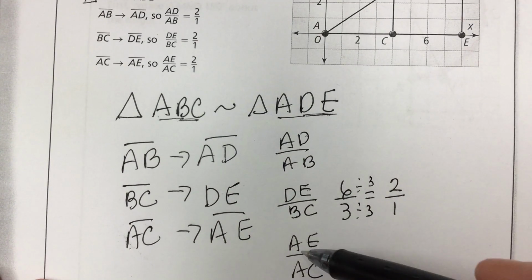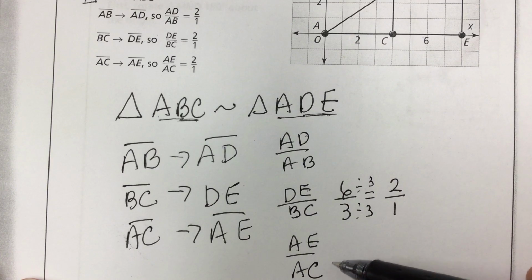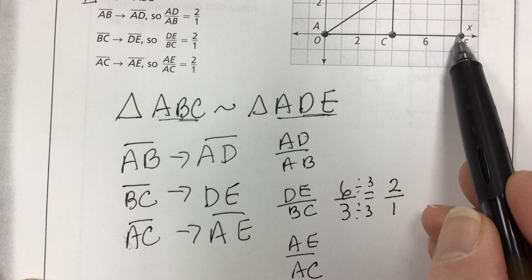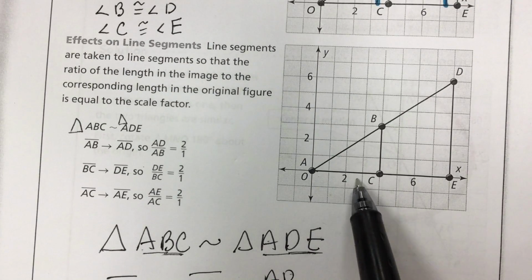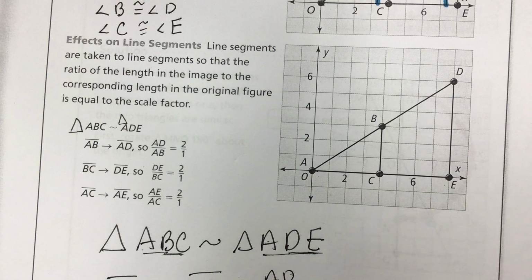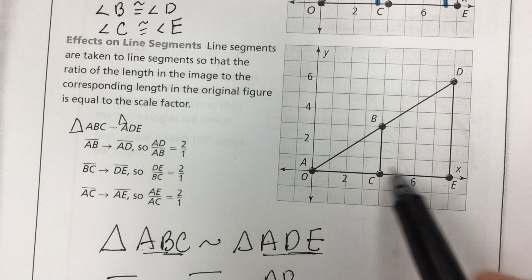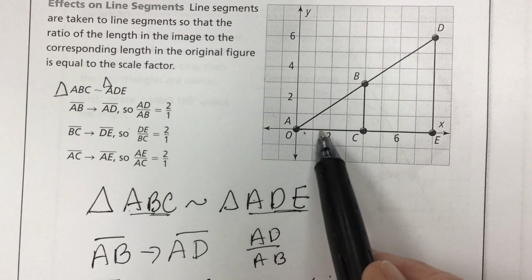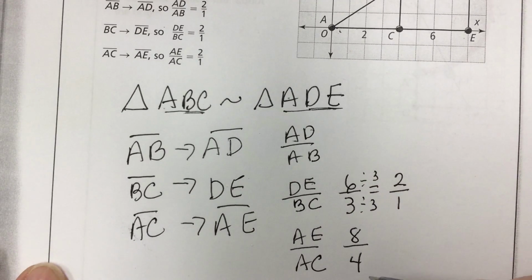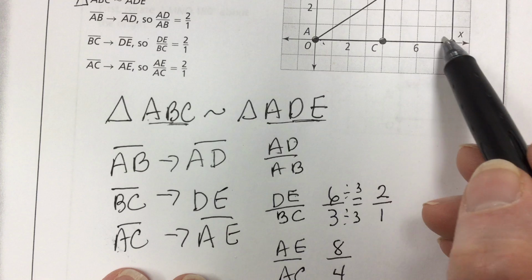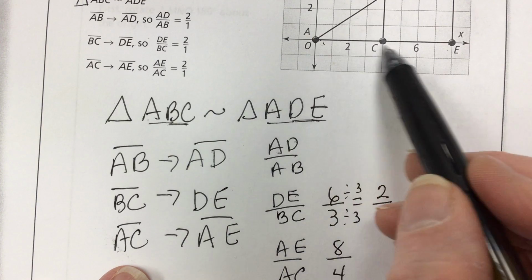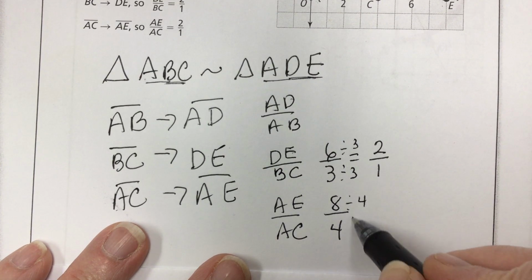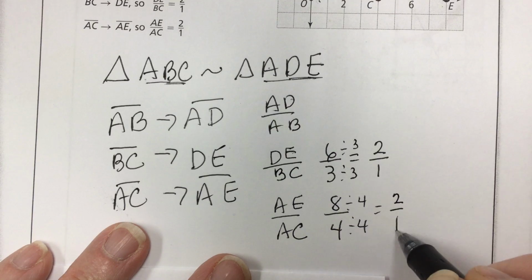Okay? Now, AE over AC. All right? AE. Count those from A to E. You would have 1, 2, 3, 4, 5, 6, 7, 8 over AC, and A to C is 1, 2, 3, 4. I'm counting my boxes. So from A to E was 8. From A to C was 4. Reducing that, dividing each one by 4, I end up with 2 over 1.